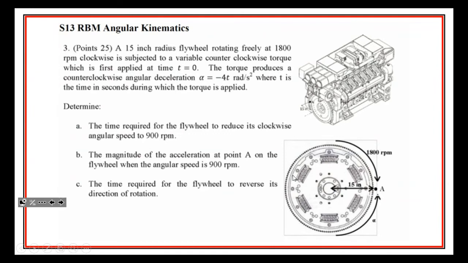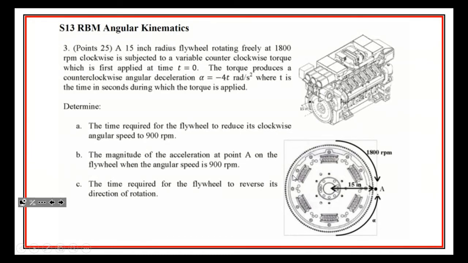A 15-inch radius flywheel rotating freely at 1800 RPM. Why freely? I don't know what that means. Why did you write that? I don't know. It is subjected to a variable counterclockwise torque, so it isn't freely, is it? The torque is first applied at time t equals 0 and produces a counterclockwise angular deceleration. Oh, I see what I meant. Alpha equals minus 4t, where t is the time in seconds during which the torque is applied.